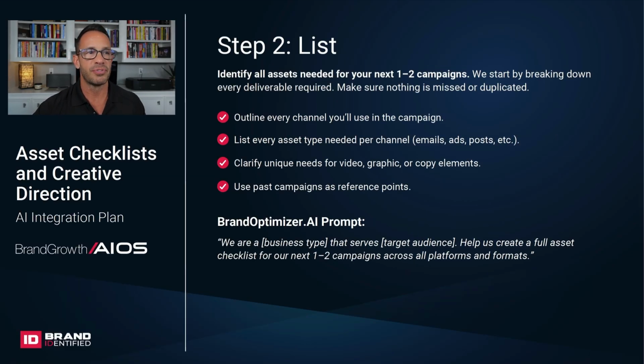We want to identify all the assets needed for your next 1 to 2 campaigns. We start by breaking down every deliverable required and making sure that nothing is missed or duplicated. So outline every channel that you'll use in the campaign, and list every asset type needed per channel, for example, emails, ads, and posts. Clarify unique needs for video, graphic, or copy elements, and use past campaigns as your reference points.